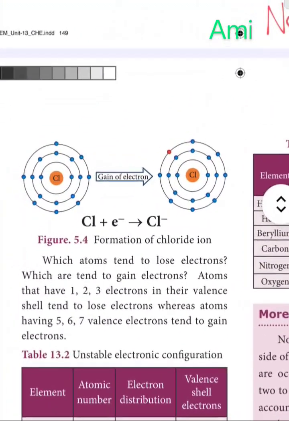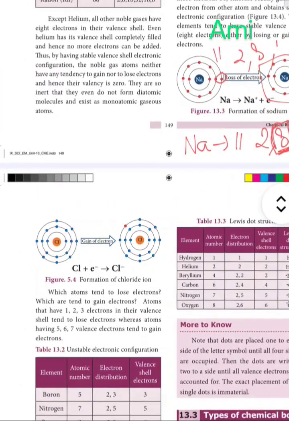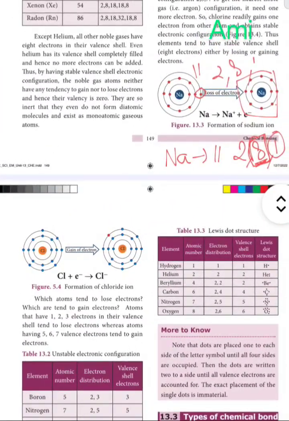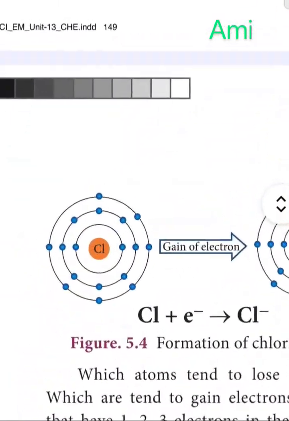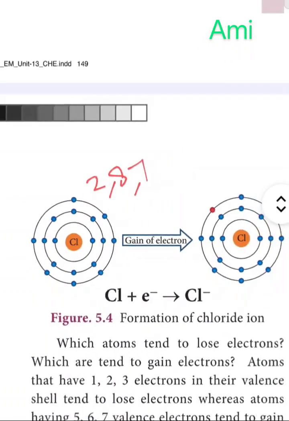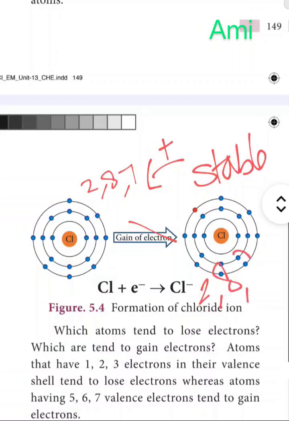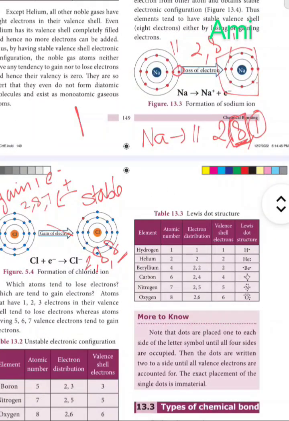Now in the next case, if we observe a chlorine atom, here you can see the chlorine atom with an electronic configuration of 2, 8, 7. So if it gains one electron, only then can it become stable by completing its octet, 2, 8, 8. So here there is a gain of one electron, whereas in sodium there is a loss of one electron.